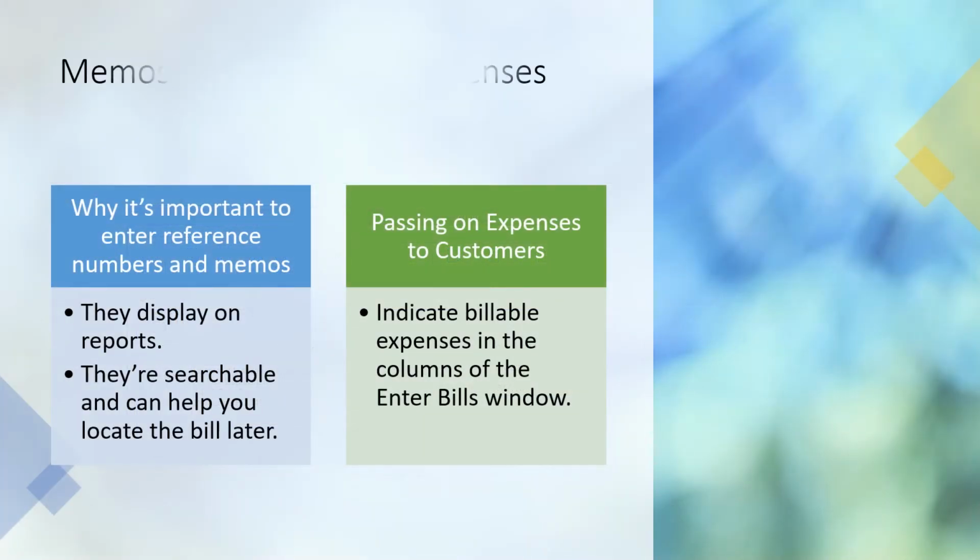The importance of entering reference numbers and memos. When entering a bill, it's critical to enter reference information or the bill number in the reference number field and notes in the memo fields. The first memo field is for information that will print on a check created when you pay this bill. The second memo field is for internal use and can include any information that you want to track. The memo information displays in reports, is searchable, and can aid you if you are looking for a transaction.